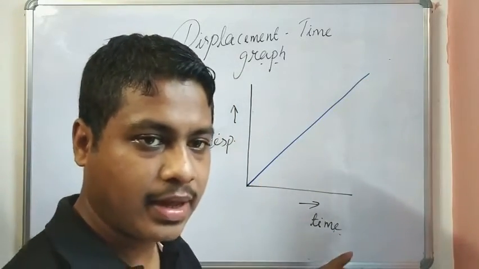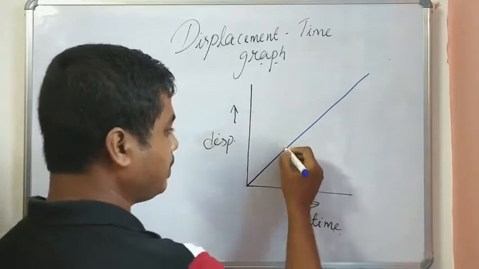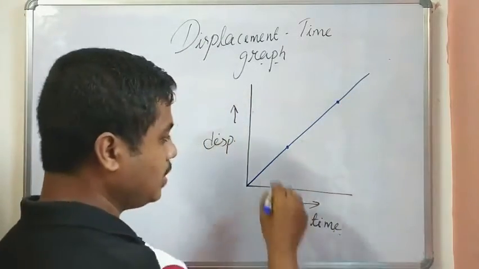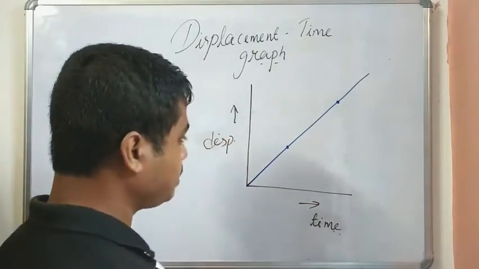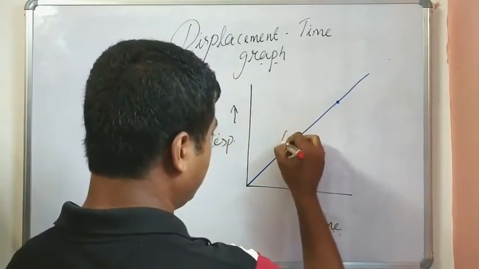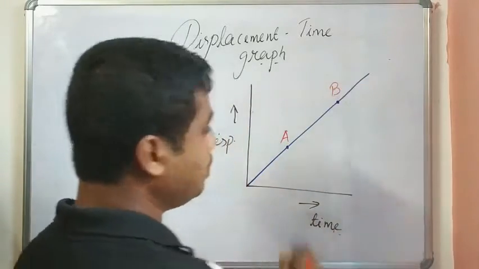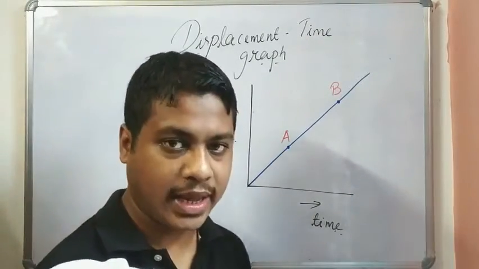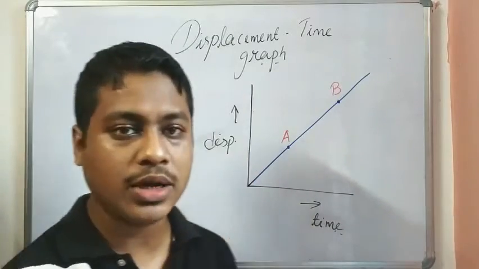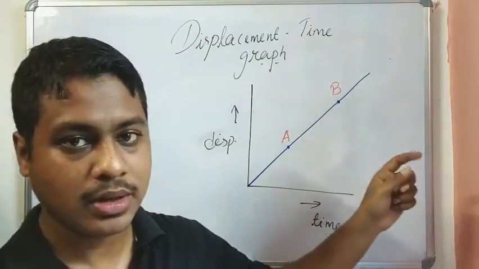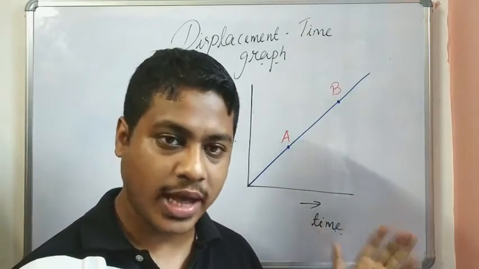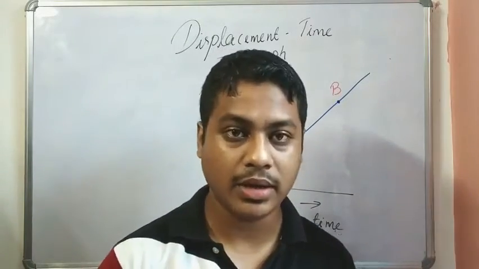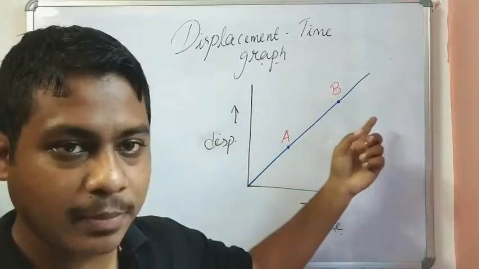In this graph we'll consider two points. One point is suppose this, the other point is suppose this. Mark this as point A and this as point B. What do point A and point B represent according to the graph? That is, what is the value of points A and B according to the x-axis and the y-axis? I think everyone has learned in geometry how to calculate the values of A and B.